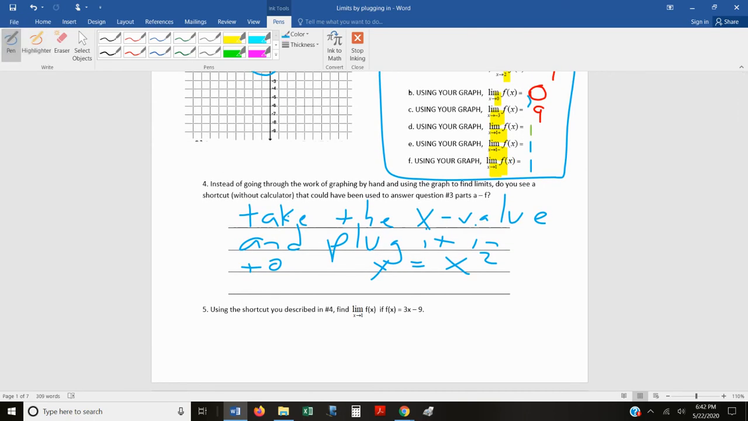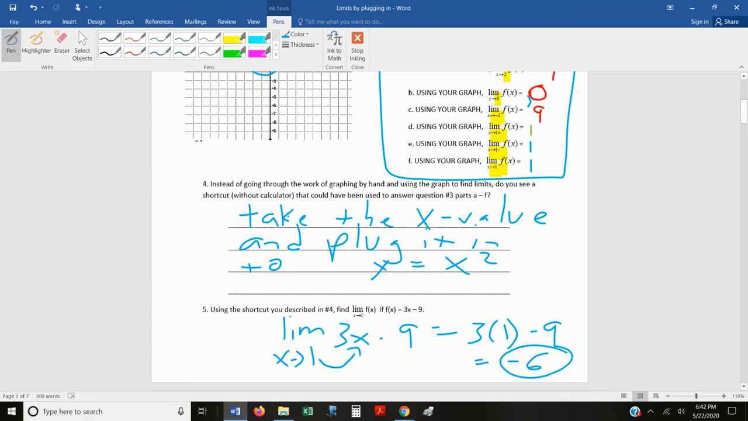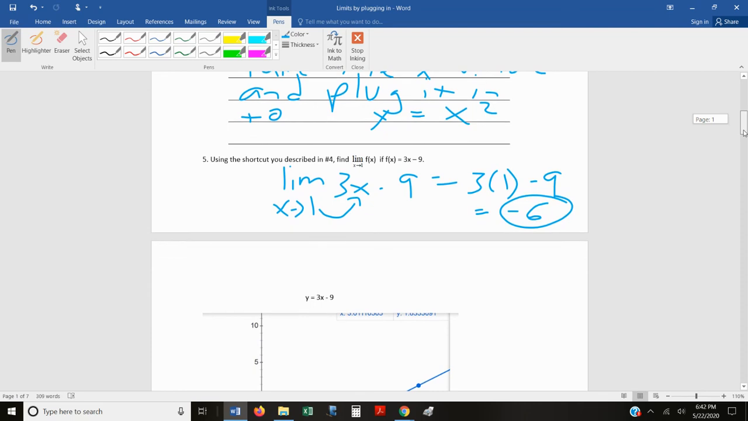And this example right here, the limit as x goes to 1 of that function 3x minus 9. So instead of graphing it, plotting points, looking at the graph, finding the limit, you could try and just plug in the 1. So 3 times 1 minus 9. So that 1 got plugged in for the x value, and we get negative 6. And that is the limit. And normally we would not then look at the graph, but you always could do that if you wanted to.